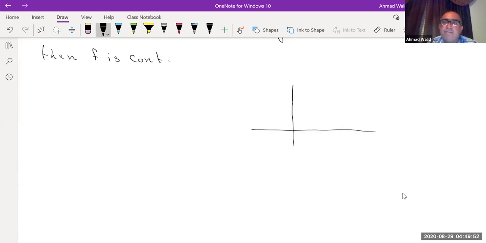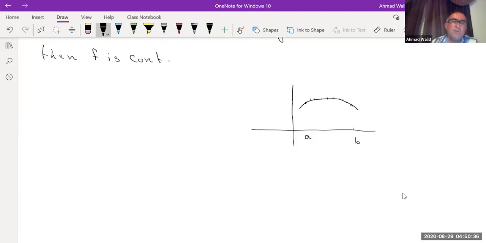Let's show it in a graph. For example, here A, here B. This is an interval AB. If your function is continuous at each point between A and B, any number between A and B, it means you don't have a hole between A and B, you don't have an asymptote between A and B, or there is no gap between A and B. In this case, you call this function continuous.